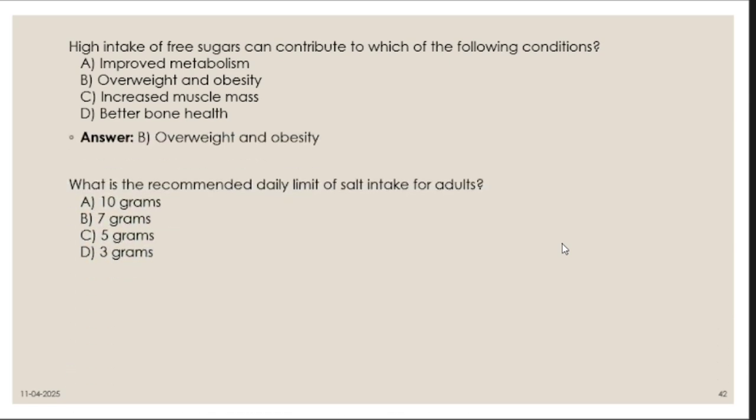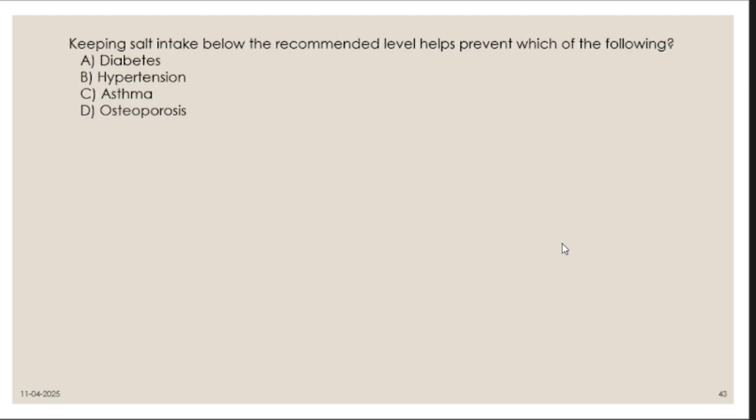Which of these is the recommended daily limit for salt intake for adults? 5 grams. Yes. 5 grams is for salt. Sugar 50 grams. Vegetables and fruits 400 grams. More than half a kg you should eat. Daily half a kg, you should eat fruits and vegetables. Yes, you are right. Keeping salt intake below the recommended level helps prevent the following. Hypertension. Yes, you are right.